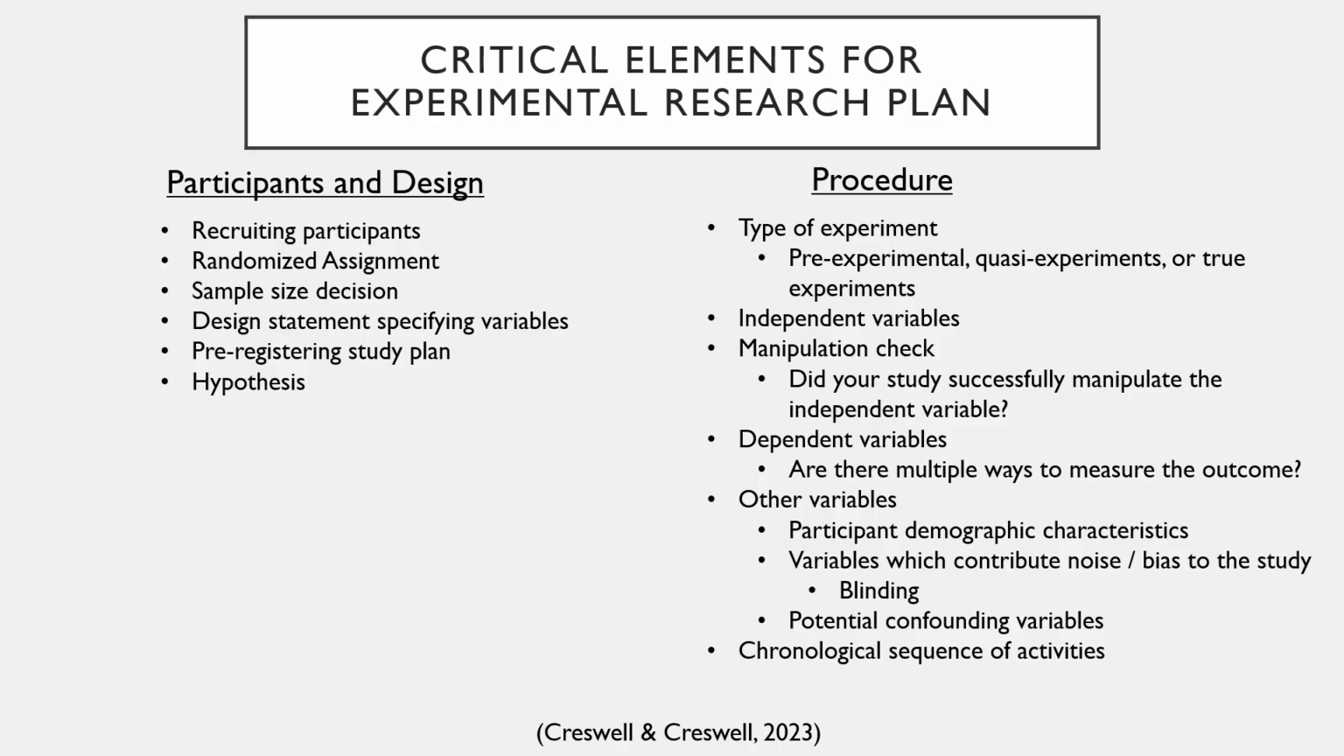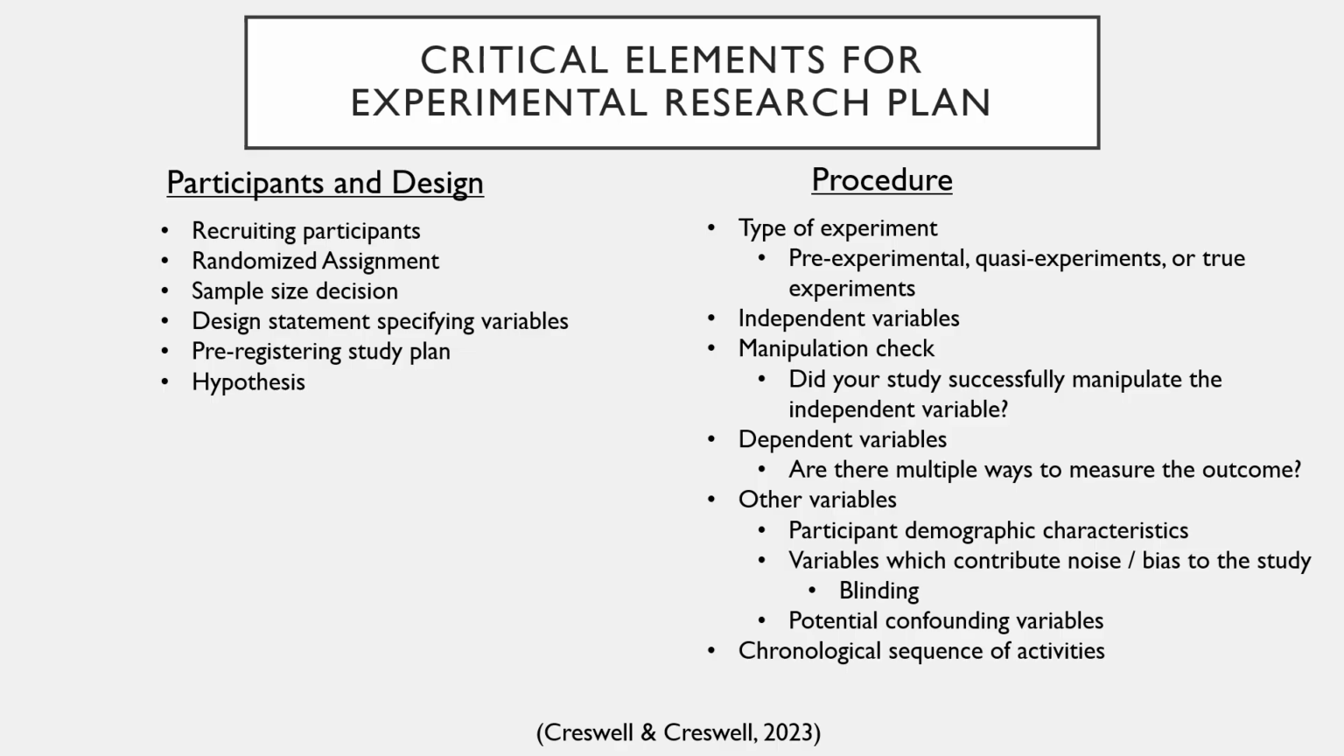Then you want to make sure that you address how the assignment will be randomized. So a true experiment is when individuals are randomly assigned to different groups in the experiment, but sometimes that's not always possible. So if that's not possible, you need to explain how you're going to randomize people, and you want to describe how and when these assignments will take place.